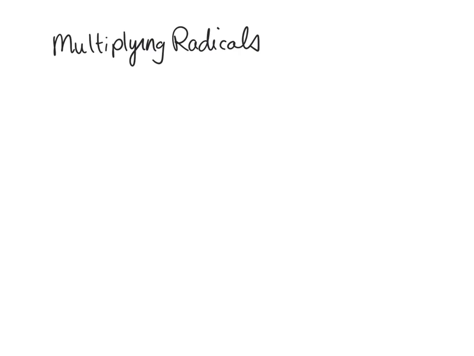Okay, the next is multiplying radicals. The thing about multiplying radicals is they have to have the same index. They have to both be cube roots, both be square roots, both be fourth roots. I can't multiply together a fourth root and a fifth root. To do that, I'd have to make them fractional exponents, get the common denominator, okay? But we're not going to do that right now. If it's in radical form, we're going to leave it in radical form.